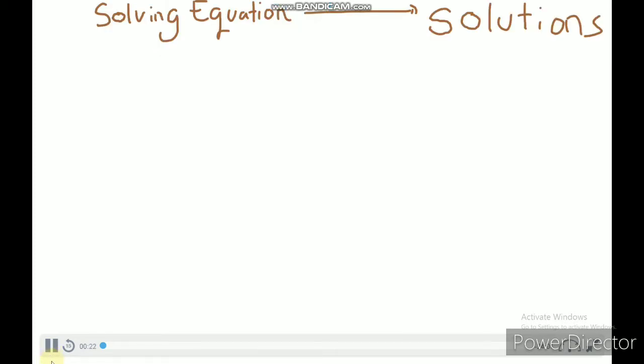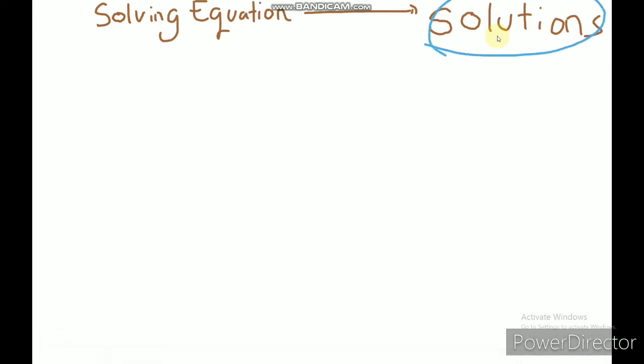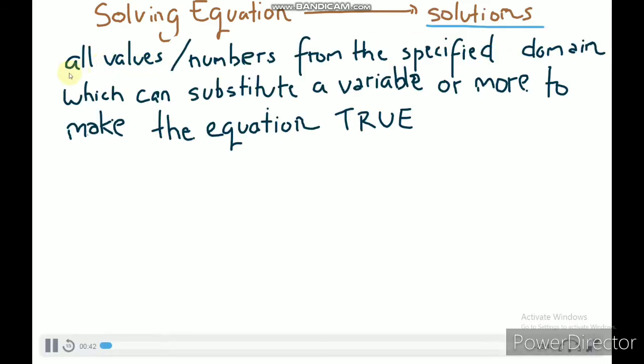So let's go back to the definition of solving equations. In solving equations, we want to find solutions. Now the next question is, what are solutions then? If we refer back to our previous chapter, solutions means all values or numbers from the specified domain which can substitute a variable or more to make the equation true or to satisfy the equation.